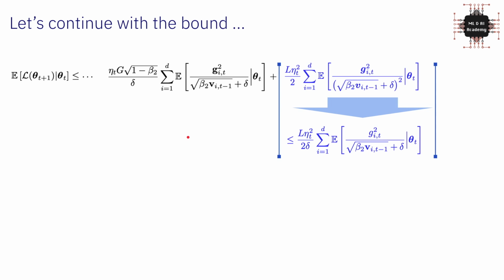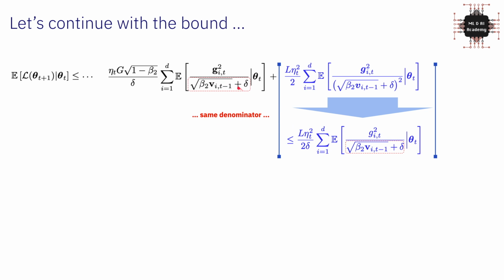Right. So this is just something we plugged in from before, and now we can further bound this actually. And the way we are going to bound this is in a similar fashion like we did before. So that is going to give me the L eta t squared over 2 of the summation of E of g_it squared over square root of beta 2 v_it plus 1 plus delta squared. It's going to be less than 1 over delta times that times the summation of whatever we had before. So that's what you see here. Good.